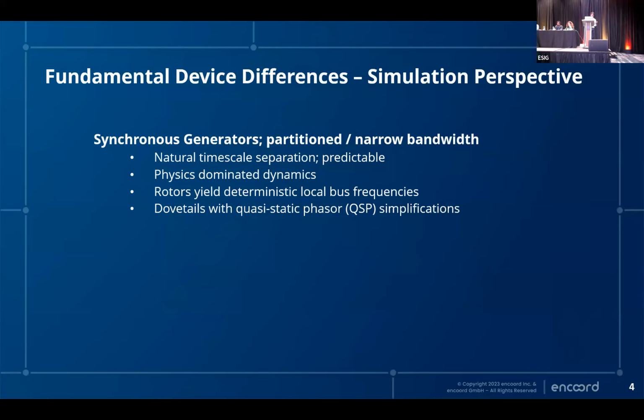I have a governor that regulates a turbine. I have an exciter that regulates the current in the rotor circuit. I have a power system stabilizer that regulates inter-area oscillations by augmenting the exciter voltage outputs. So this is really nice, sort of predictable timescale separation. You might say they're physics-dominated dynamics. Of course, everything's dominated by physics. But these ones are more partitioned. The rotors yield deterministic local frequencies for the buses.